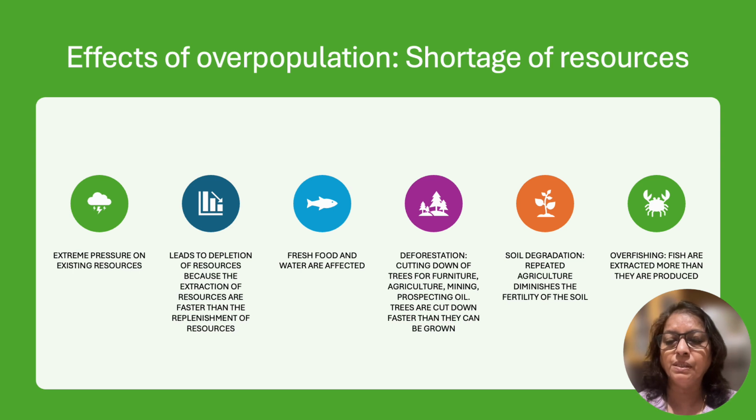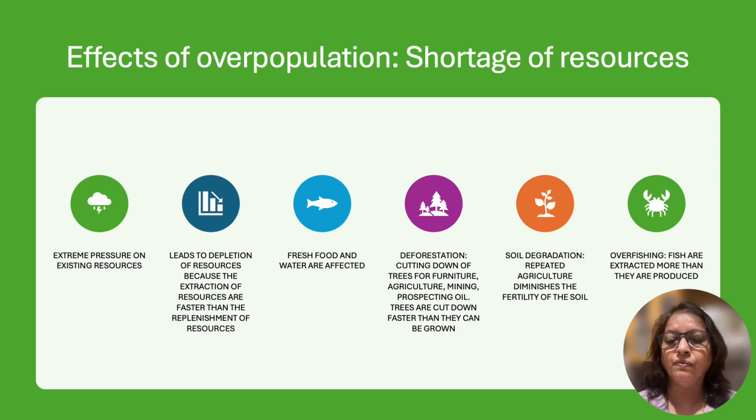See, afforestation means creating more trees, planting more trees. But if the rate of afforestation is lower than deforestation, then deforestation wins. Then soil degradation. Repeated agriculture diminishes the fertility of the soil. Without giving space for the soil to breathe, if you keep on planting, and there are some natural methods by which you can replenish the fertility of the soil. But if no time is given for the replenishment, then soil degradation happens.